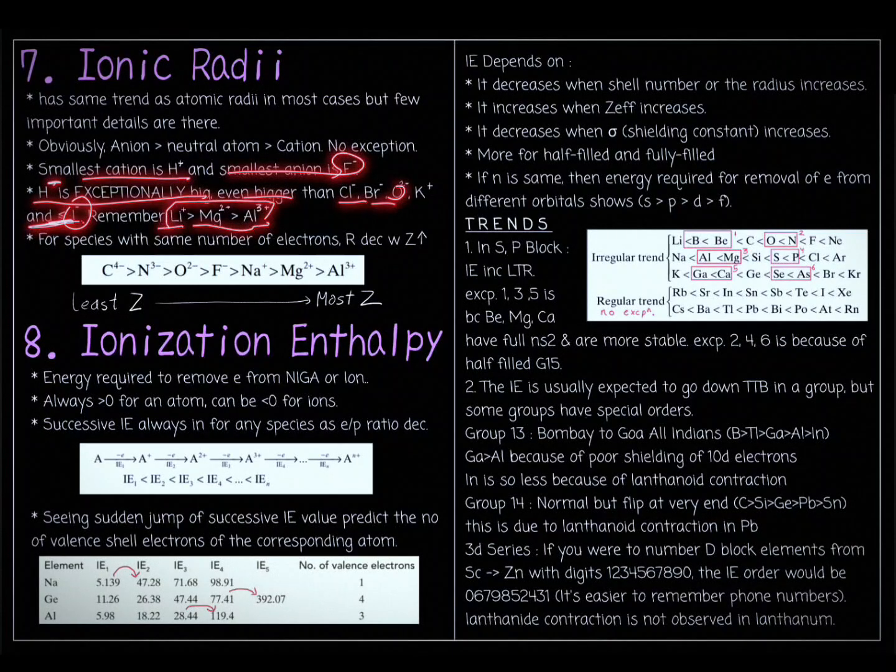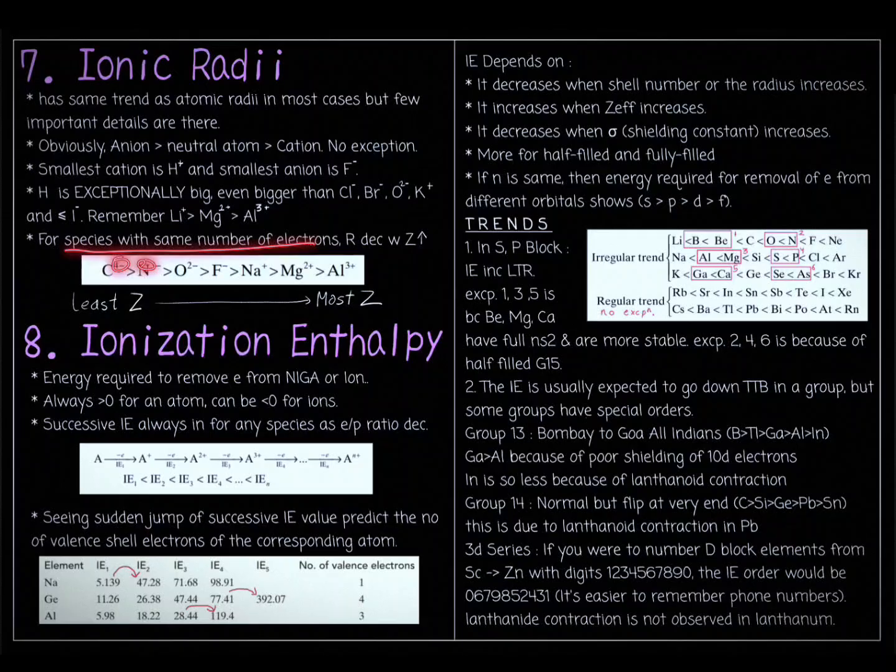This was like a JEE Mains or Advanced PYQ, I don't know. And for species with the same number of electrons, like if you balance charge and make them have the same number of electrons, the radius decreases when atomic number increases. This is how it happens. Now let's look at ionization enthalpy.